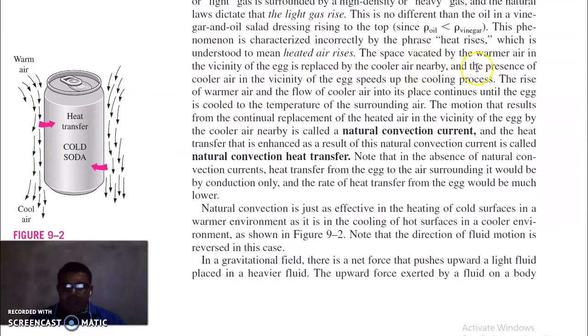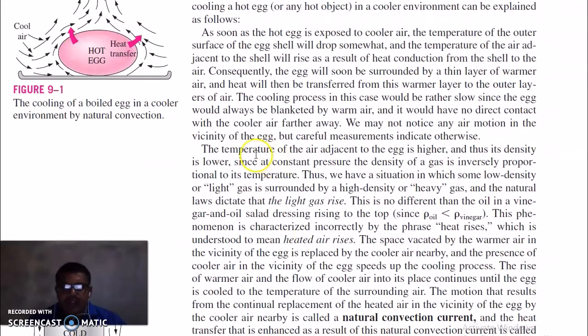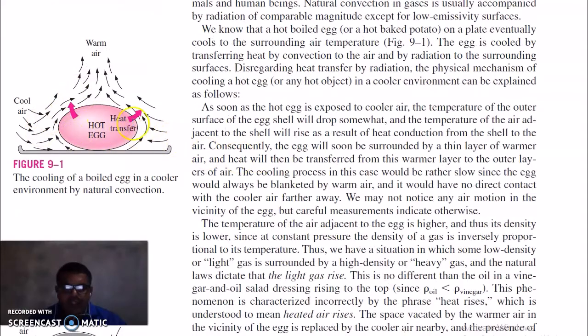The space vacated by warmer air in the vicinity of the egg is replaced by cooler air nearby, and the presence of cooler air in the vicinity of the egg speeds up the cooling process. The motion that results from the continual replacement of heated air in the vicinity of the egg by the cooler air nearby is called natural convection currents. So these are our natural convection currents.